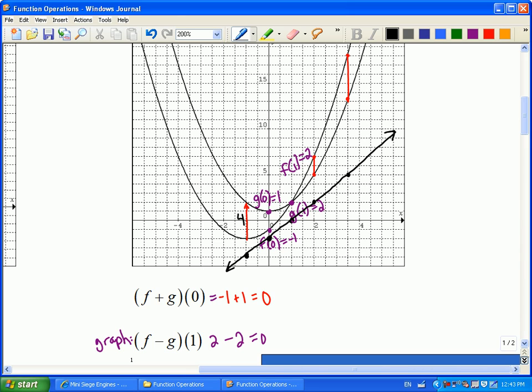Any questions? Can I see how many people were able to come up with a line like this? Okay.